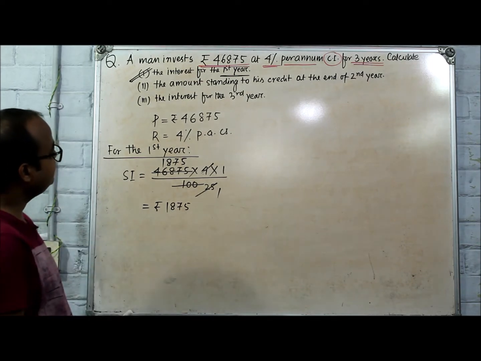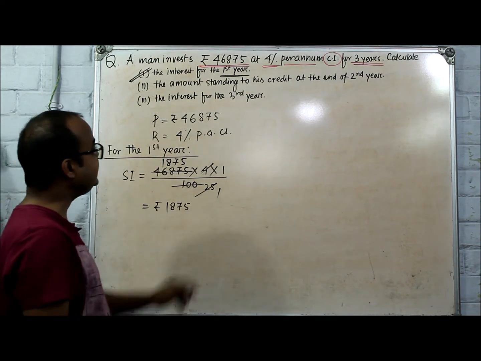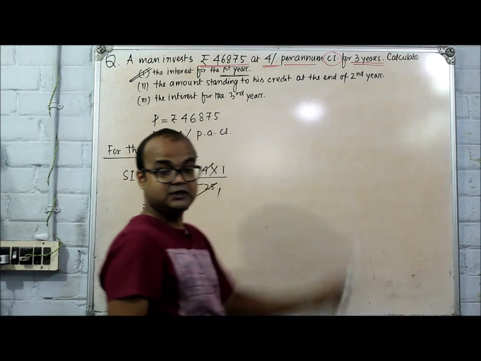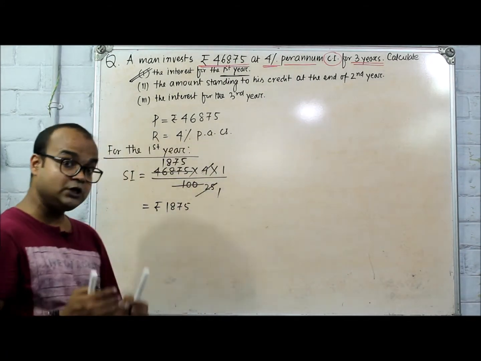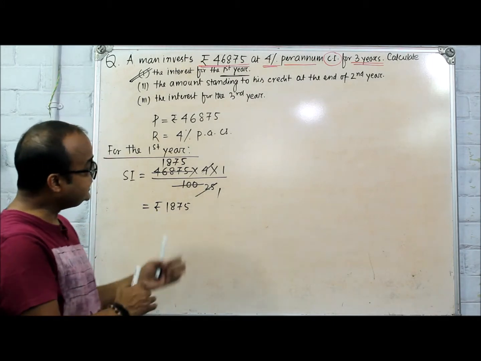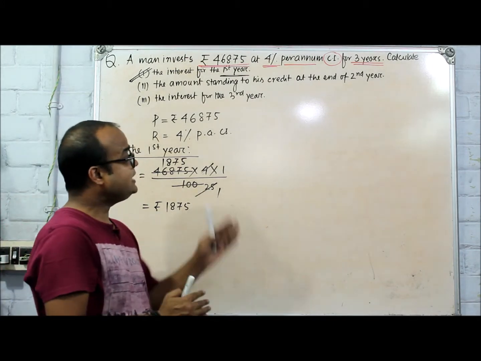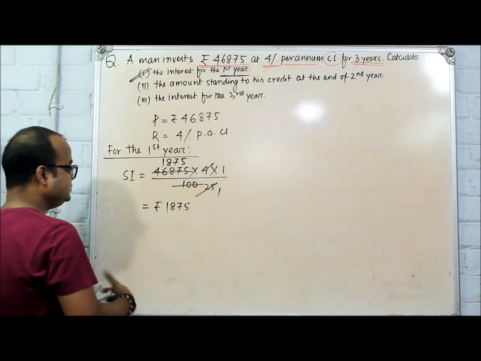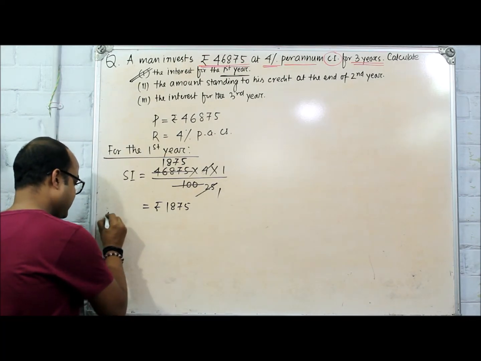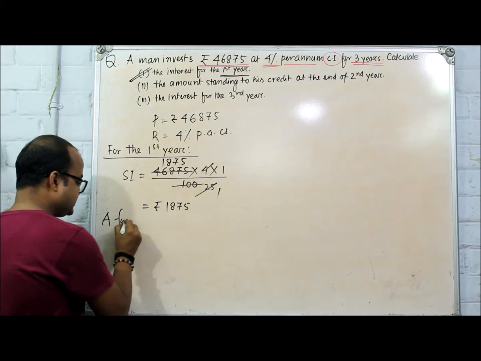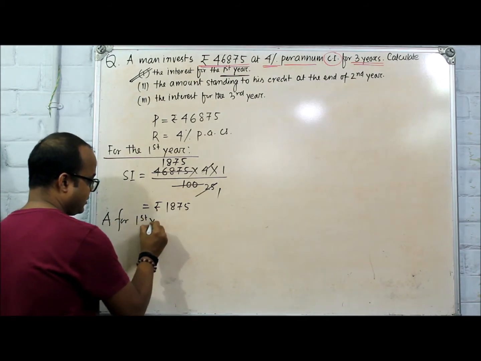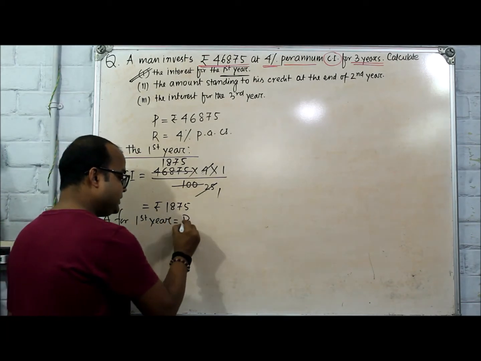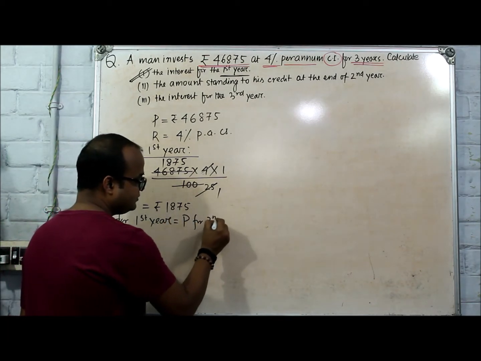Now the second problem is the amount standing to his credit at the end of second year. That means whatever the total amount is credit at the end of second year. So we calculate amount, that is A for first year, is equal to P for second year.